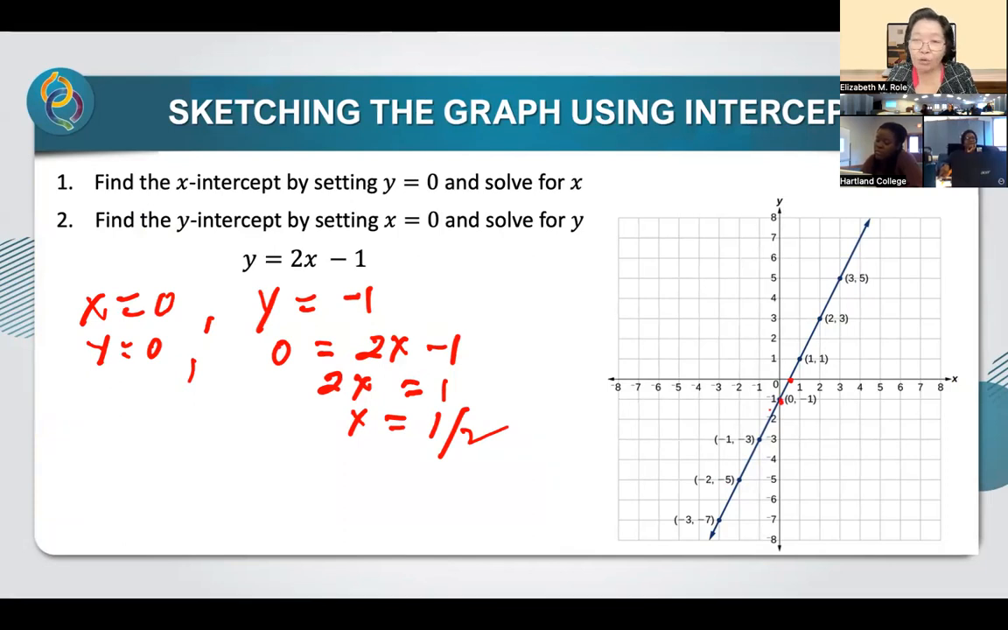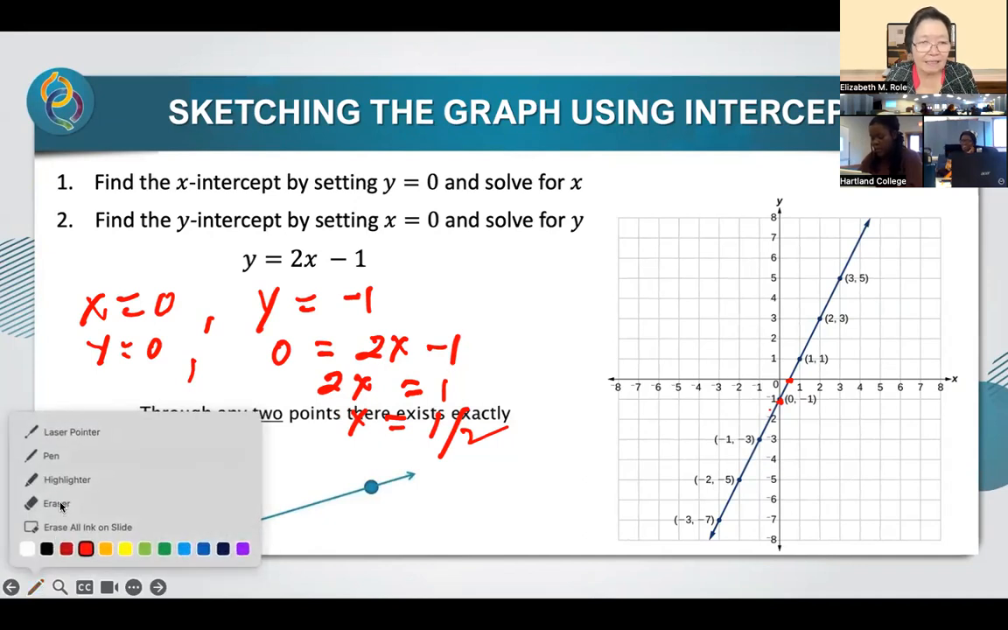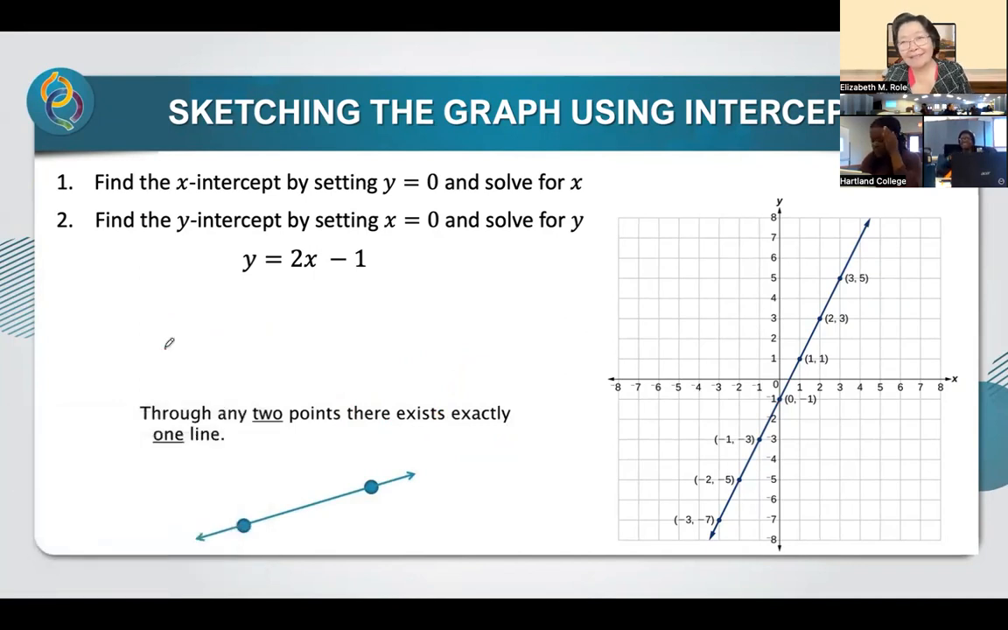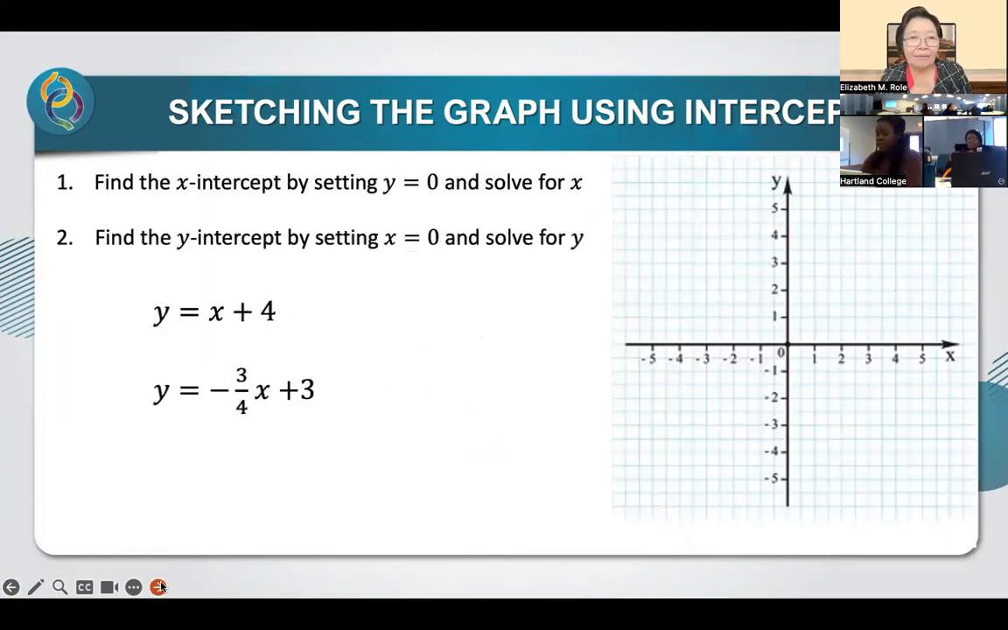So we don't need all those points. We only need the point 1, 0, and we only need the point 0, -1, and you can just connect. Because as a reminder, through any 2 points there exists exactly one line. So knowing the intercepts, you don't need to do all those points. You can just draw the line. I think that one had already been done.